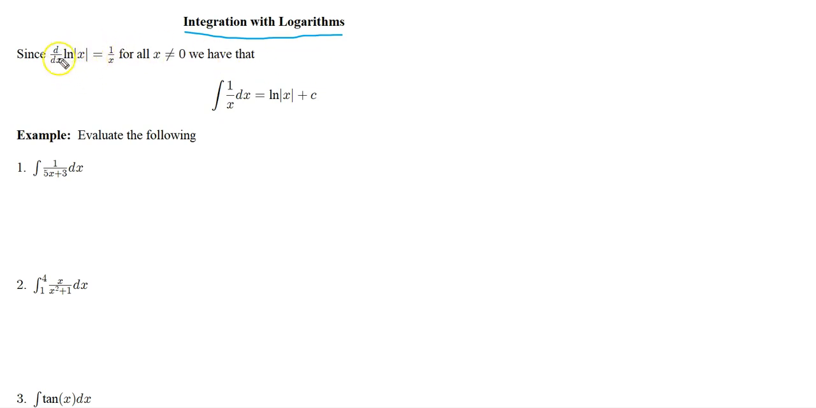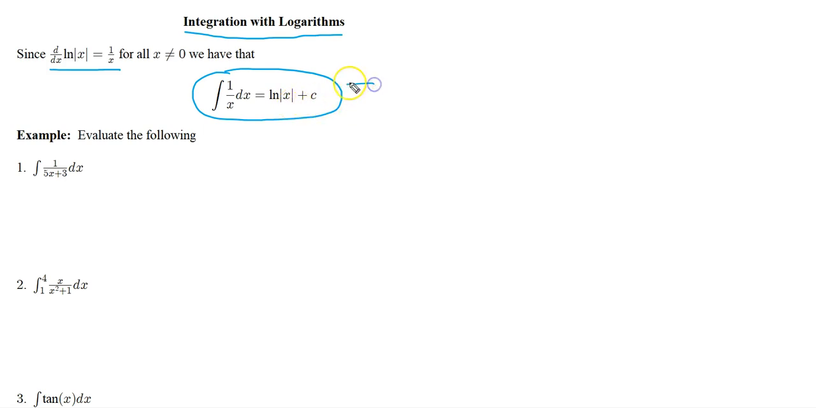So recall that the derivative of the natural log of the absolute value of x is equal to 1 over x. That's true for all x not equal to 0, so this is true for positive or negative x values. Because of that, we now have this result: the antiderivative of 1 over x, or the indefinite integral of 1 over x dx, is equal to the natural log of the absolute value of x plus c.